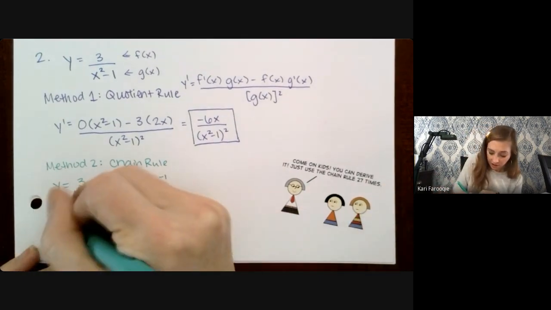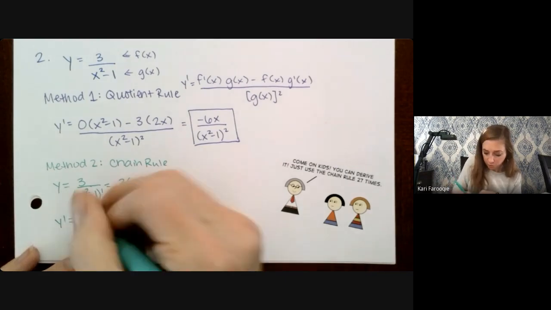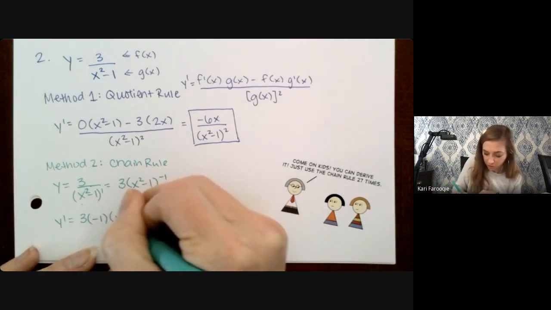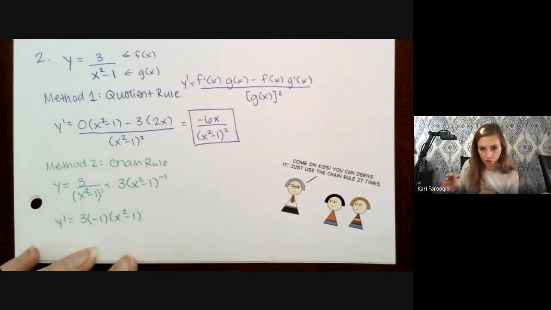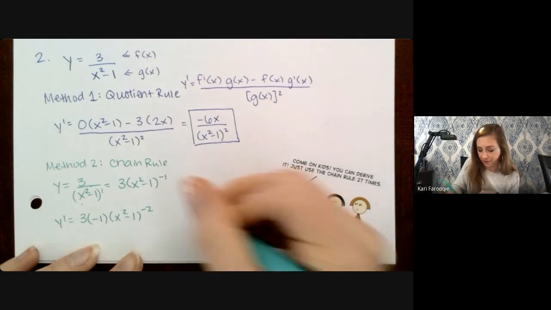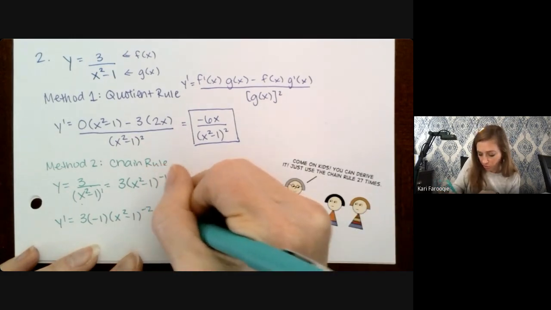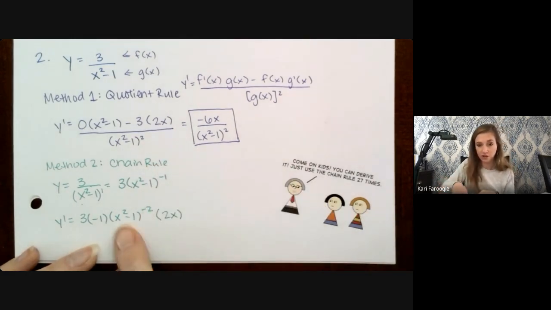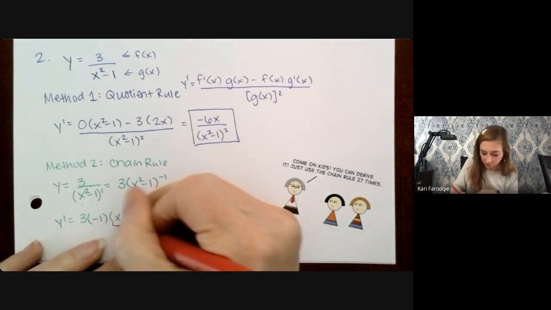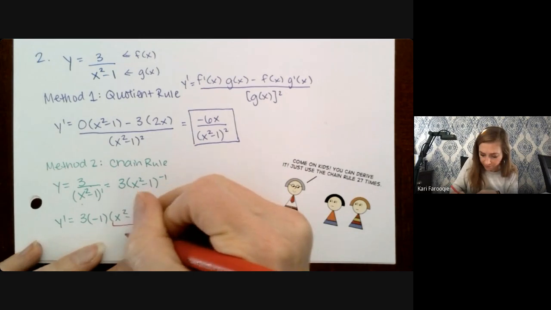Let's go ahead and take the derivative. I'm going to keep the 3 right where it is. I'm going to bring down the exponent. I'm going to rewrite the inside function, just ignoring it for just a minute. Decrease the power by 1. And then I'm going to chain on or multiply by the derivative of the inside function. So your inside function in this case is x squared minus 1.